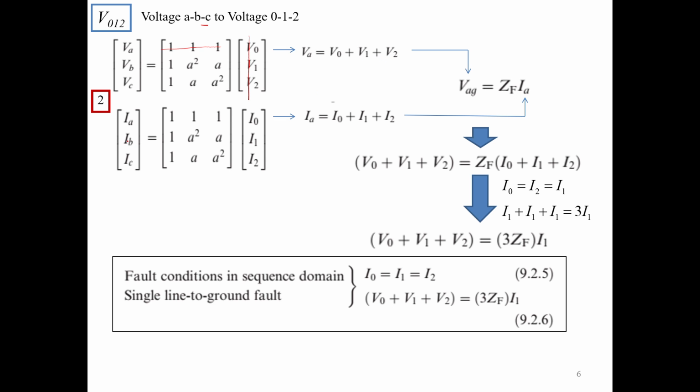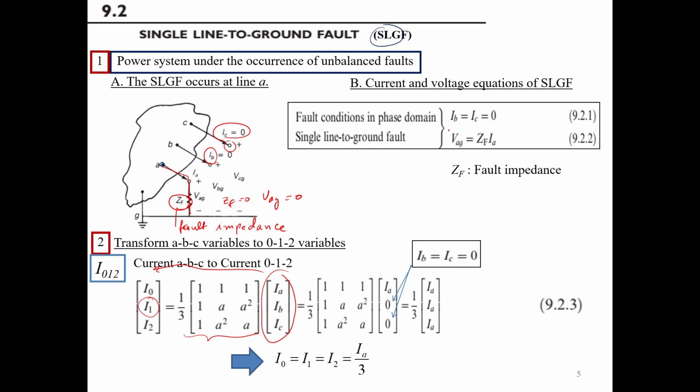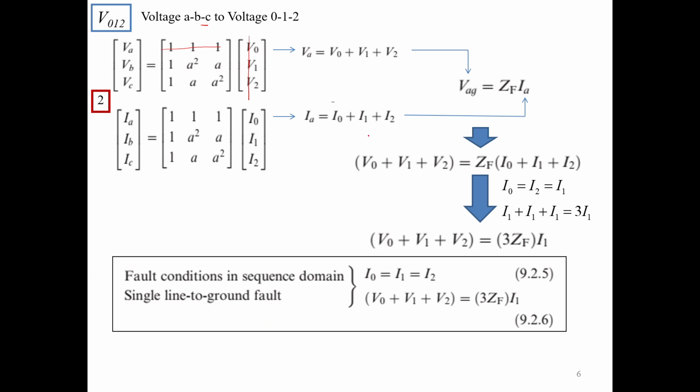Since we have VA and we have IA on the right side, we want to express this in terms of V0, V1, V2, and we have to express IA, which is a phase quantity, in terms of I0, I1, and I2. We want to transform this particular equation into 0, 1, 2 quantities. Now we just put these two relationships into the VI characteristics.